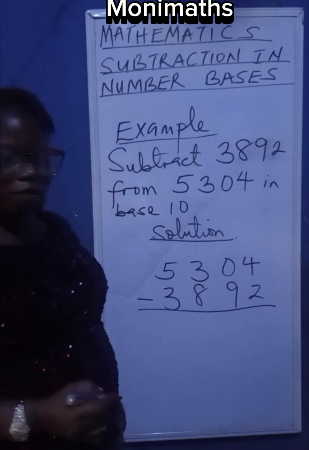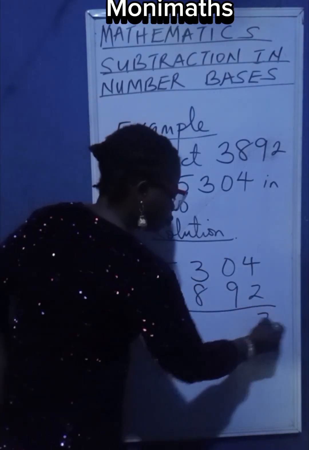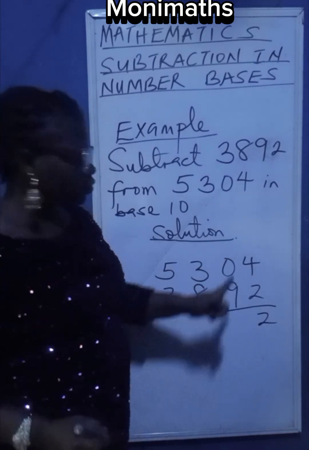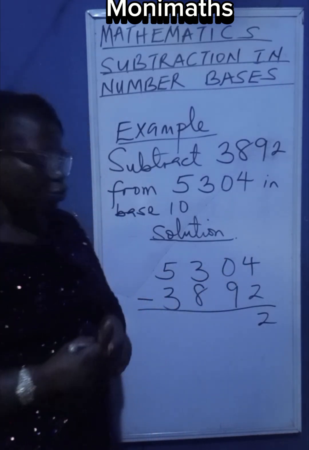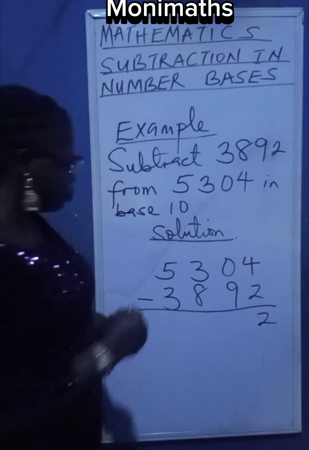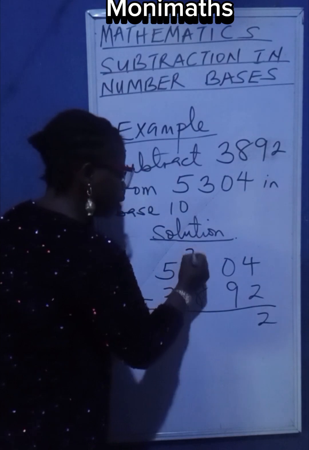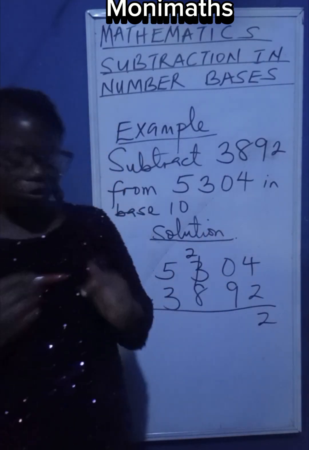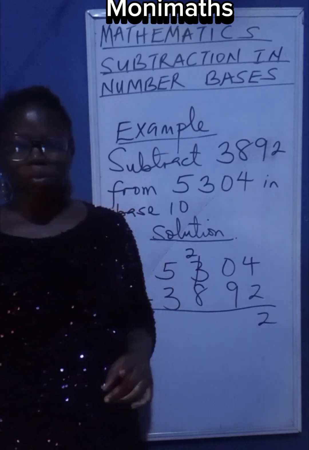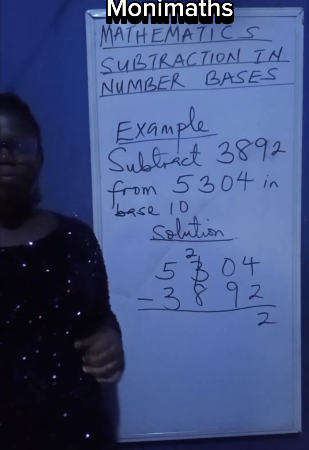Let us subtract. 4 minus 2 gives us 2. 0 minus 9. 0 is not sufficient. So let's borrow 1 from 3. When we borrow 1 from 3, that 3 will remain 2. That 1 you have borrowed is not 1. That 1 is the base, which is 10.